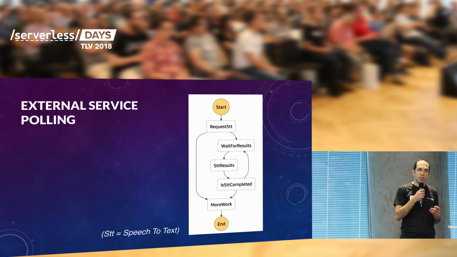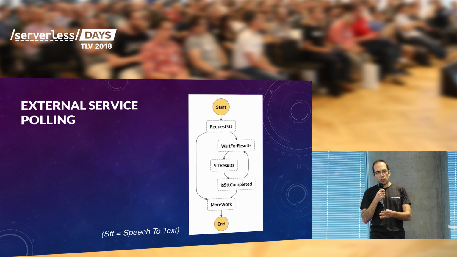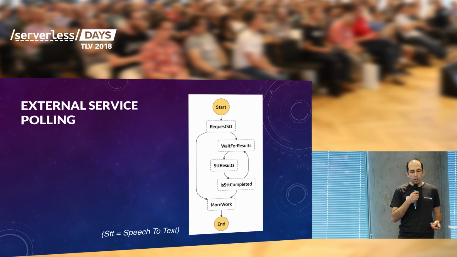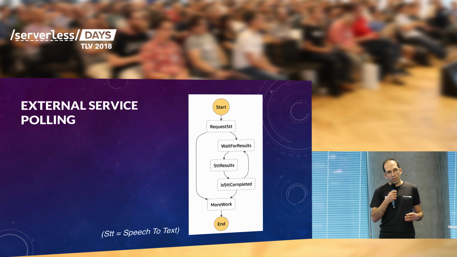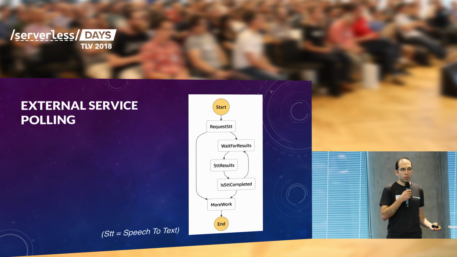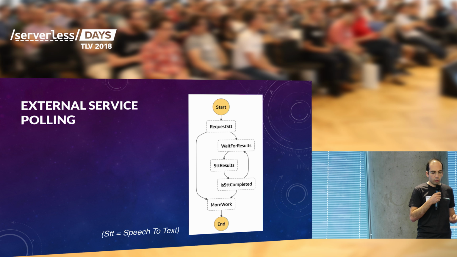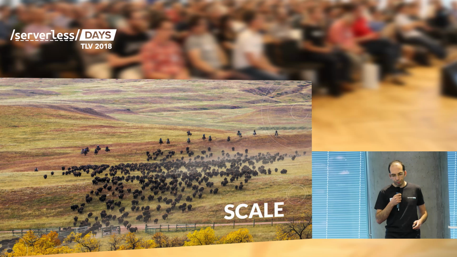One other way we use this is for a polling service. We use an external service for our transcriptions, and it works with polling. So what we do is we make a request, ask for a transcription, we wait for a set period of time, and then we query for the results. If the results are ready, that's great, we do more work. If not, we just wait some more and go all over again.